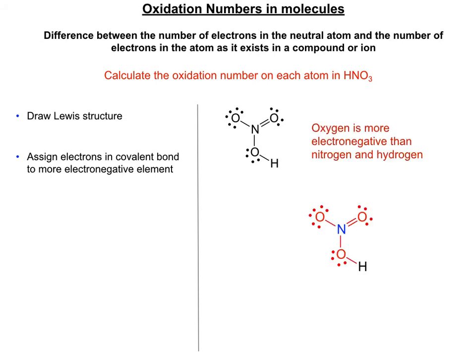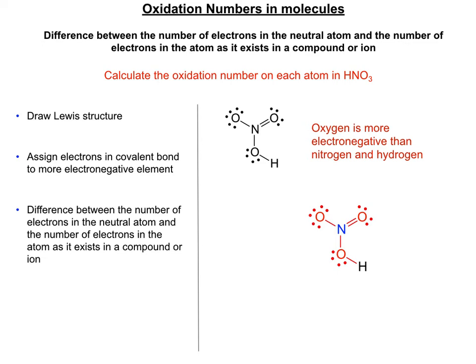Here, all of the electrons go to the more electronegative element. So I'm going to color code our molecule and say oxygen's more electronegative than nitrogen and hydrogen. And so what I've done is color code, and in this case, all of the electrons actually go to the oxygen atoms and none to the nitrogen or to the hydrogen. Now we're going to go through this calculation, and we're going to calculate the difference between the number of electrons in the neutral atom and the number of electrons we assign to it in our structure. So when we go through this, we can start off with nitrogen.